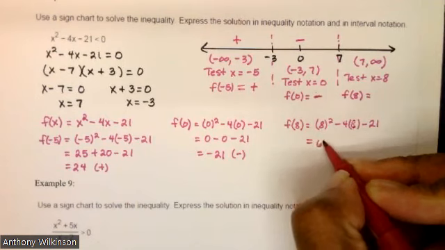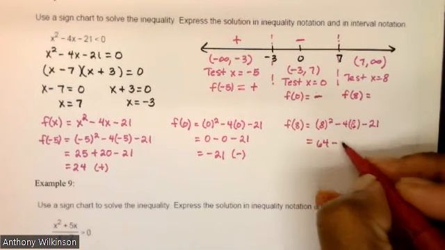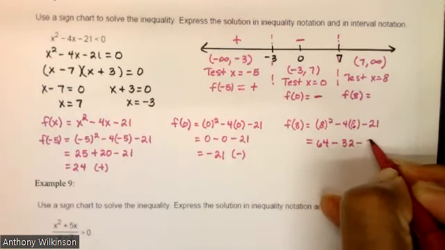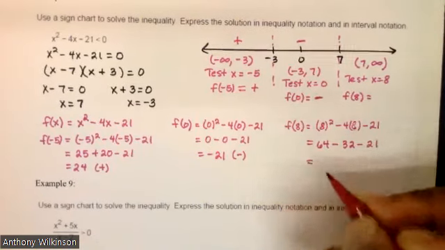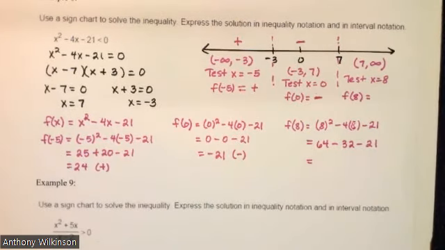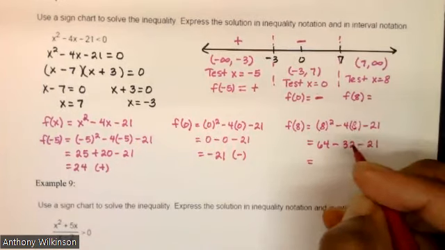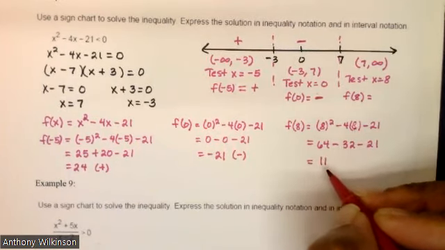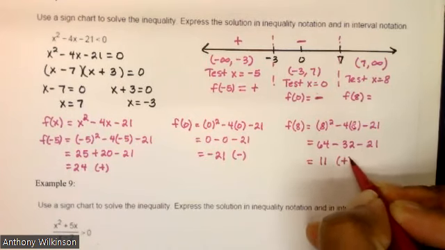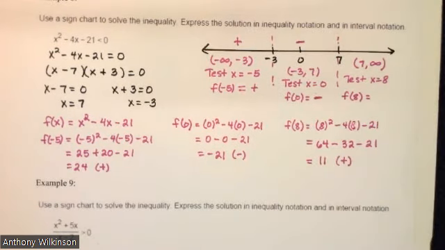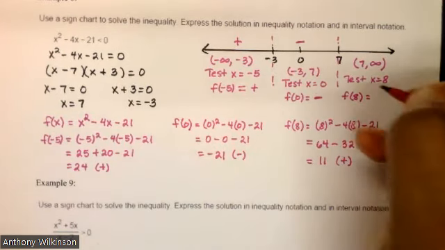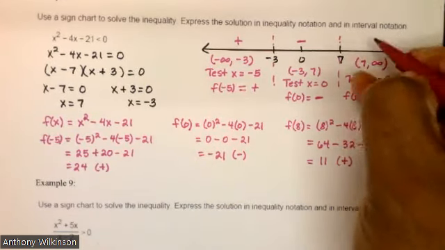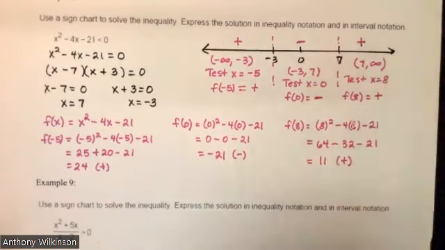Square this 8, you'll get 64. Minus 4 times 8 will be 32, minus 21. And in this case here, 64 minus 32 is 32. 32 minus 21 is 11. And 11 is a positive number. So in this case here, f of 8 is positive. So that means from 7 to infinity, it's going to be positive.